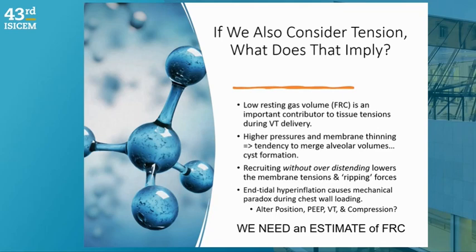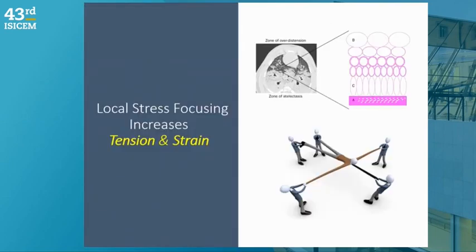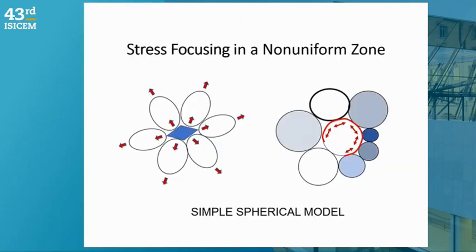And end-tidal hyperinflation causes mechanical paradox during chest wall loading, as we've talked about earlier in this meeting, and I think most of you know that when you push on the belly, sometimes the plateau pressure goes down because you're overinflated at the end of inspiration. We need an estimate of FRC. Finally, what about that local stress focusing that I mentioned before and that you all know about at the junctions of closed and open lung units? Local stress focusing increases tension and strain.